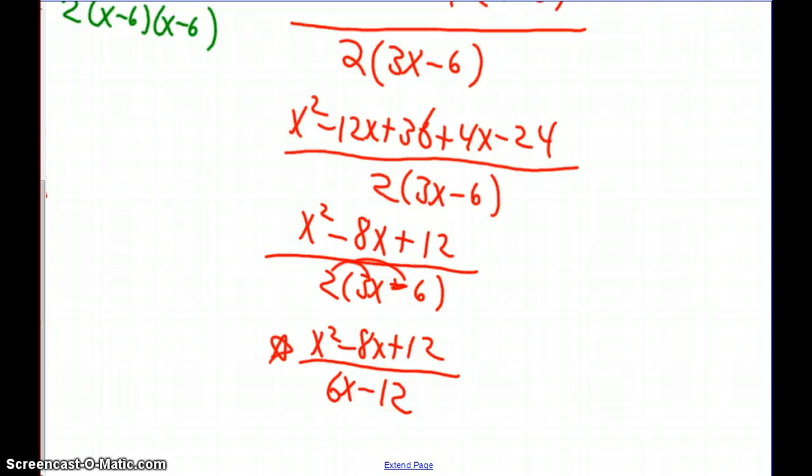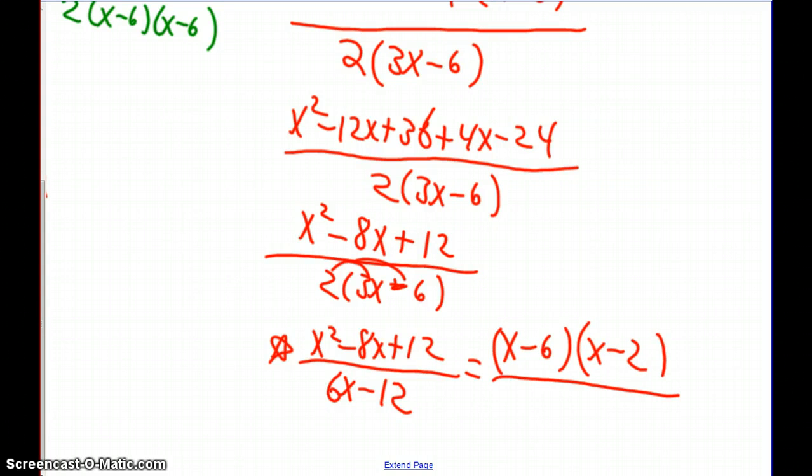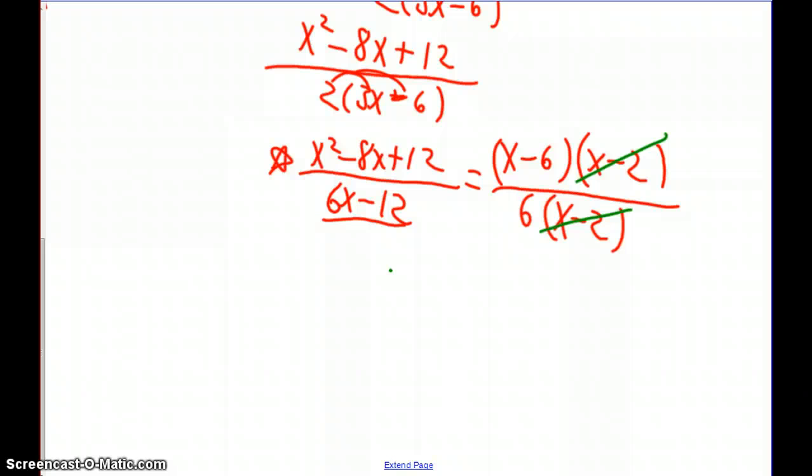Okay, all right, so what we did is we distributed the 2 to make this. Now let's factor the top. That's going to be (x - 6)(x - 2). Now, can you factor the bottom? Yes, you can take out a common factor of 6. And then what are you left with? x minus 2. Oh my gosh, look what happens. There's something hidden in there that you can cancel now. So what's going to cancel? The x minus 2's will cancel. Which leaves you with the final answer: x minus 6 over 6 is the final answer.